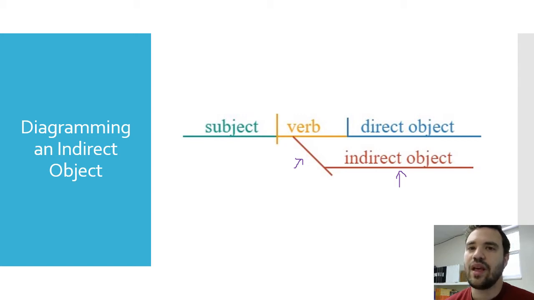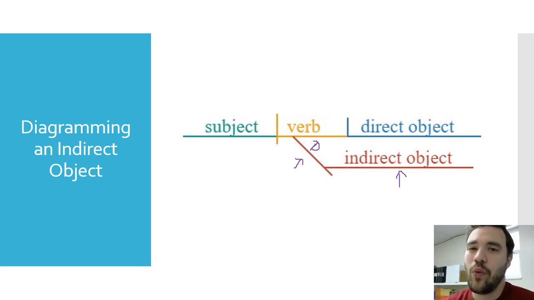Now, if the indirect object happened to be in a prepositional phrase, like the video yesterday said could possibly happen, what you're going to do is you're simply going to put the preposition on this slanted line, just like we would if we were diagramming a prepositional phrase.